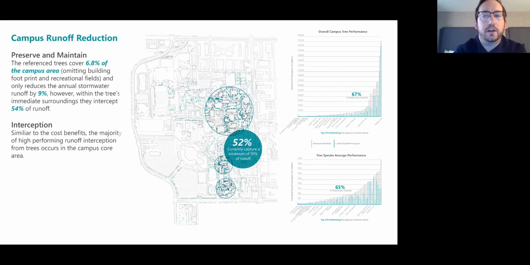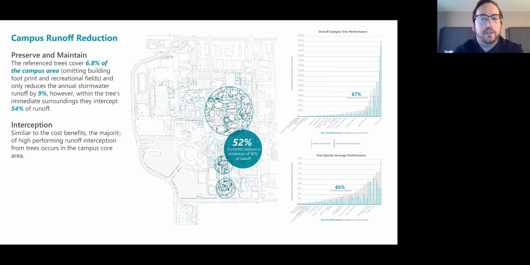Here's looking at that same approach with the stormwater reduction. So again, a lot of the most high performing trees are in this campus core area, kind of in the center. Right now, we have around 52% of those trees retaining or reducing at least 50% of the runoff on site. What's unfortunate is that, overall, the trees on campus are only reducing the entire campus runoff by 9%. And that's because we haven't strategically placed these.